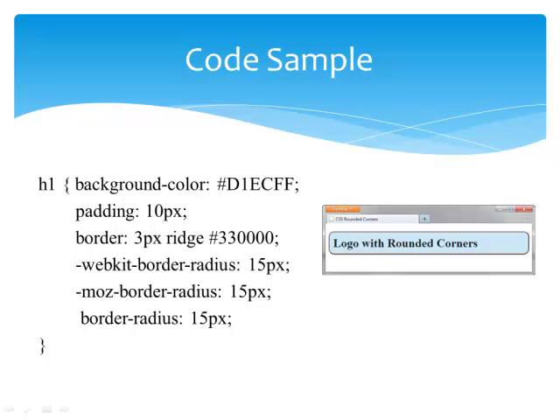This code sample configures an H1 selector with a light blue background color, 10 pixels of padding, a 3-pixel ridge dark border, and rounded corners with a value of border radius set to 15 pixels. Note that the browser proprietary properties are listed before the W3C syntax.